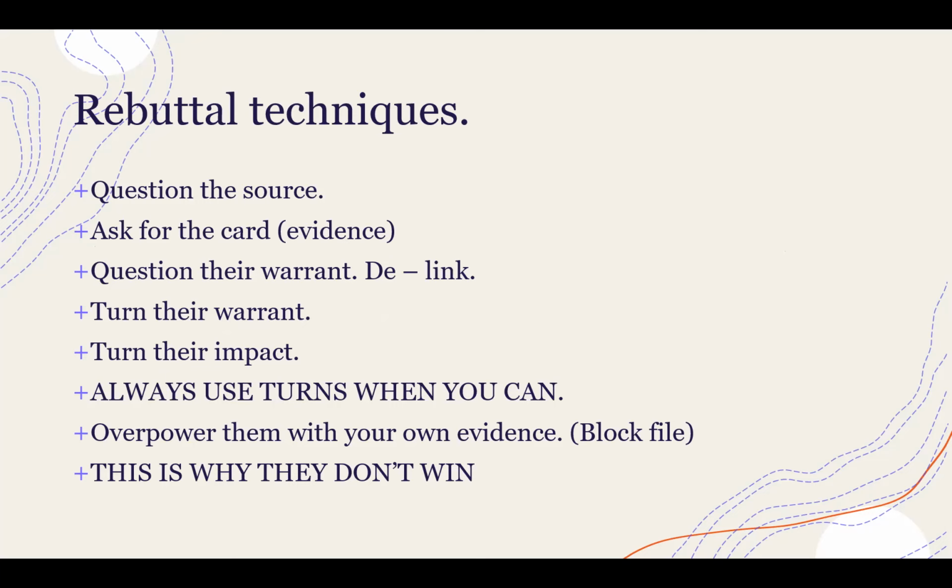Okay, so you can basically tell the judge, realize that my opponent's source is blah, blah, blah.com. Judge, realize that blah, blah, blah.com isn't really credible because they have used multiple false reports or something like that. You can question their source and say that their source is not credible, which is why the evidence is not credible. And you can also question the warrant, which is the link between their evidence and their claim.